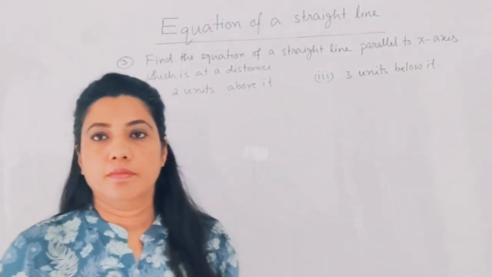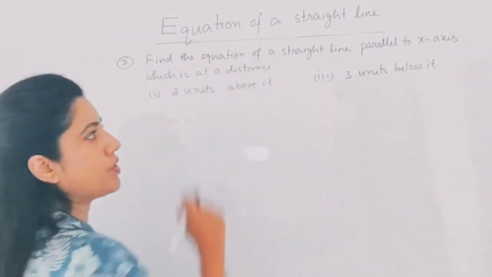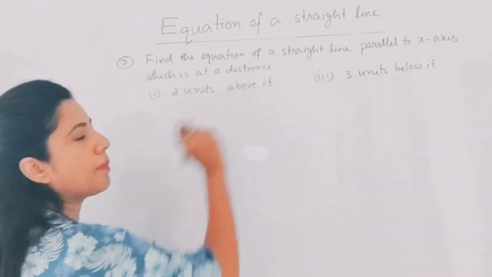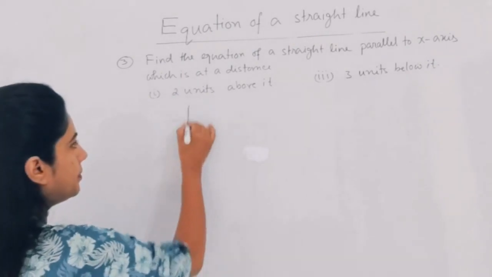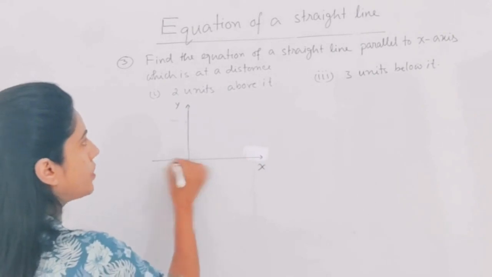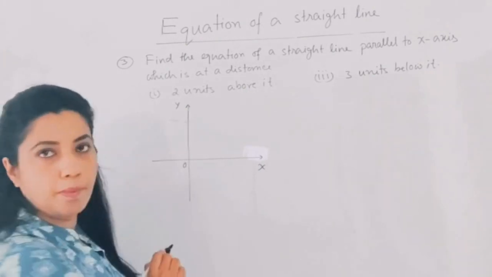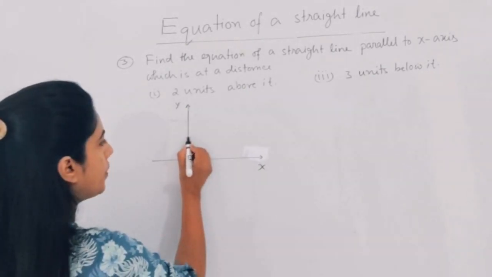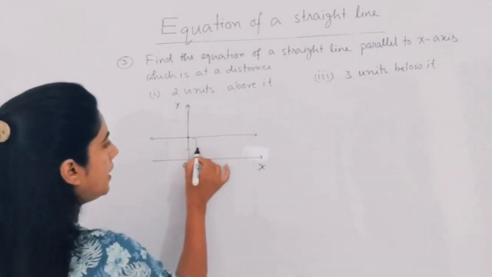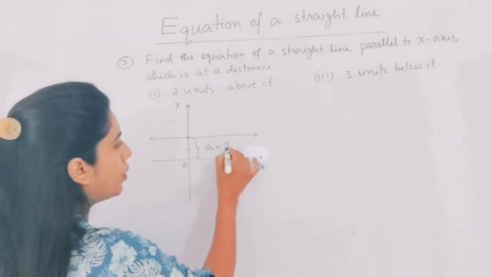Let us see the third sum from RS Aggarwal. Find the equation of a straight line parallel to the x-axis which is at a distance of 2 units above it. If I draw the diagram, roughly, see, this is your x-axis, this is the y-axis, this is the origin. The equation of a line which is parallel to the x-axis and which is 2 units above it. So roughly suppose this is your 2 units, okay, and the line is like this. That means here your intercept part, which we are calling A, is equal to 2.